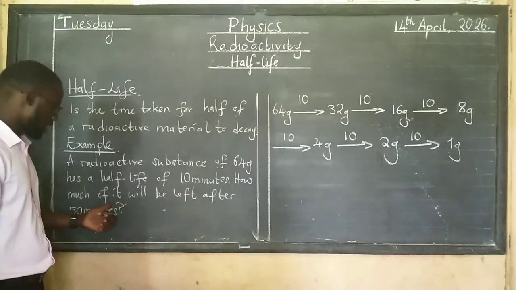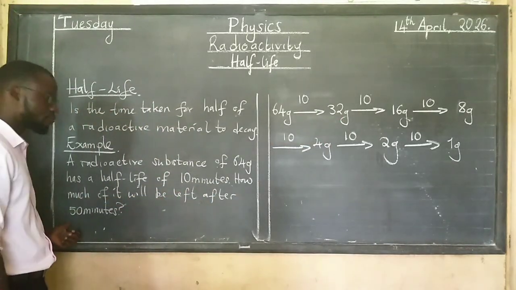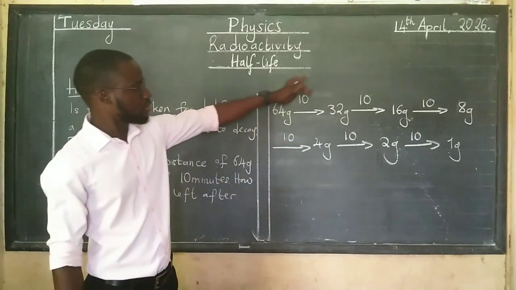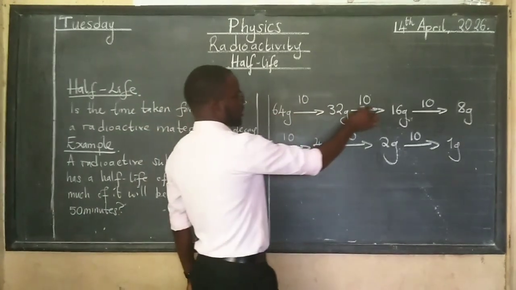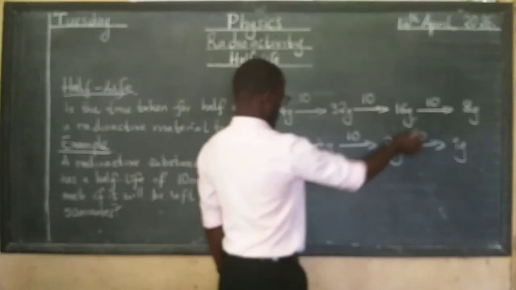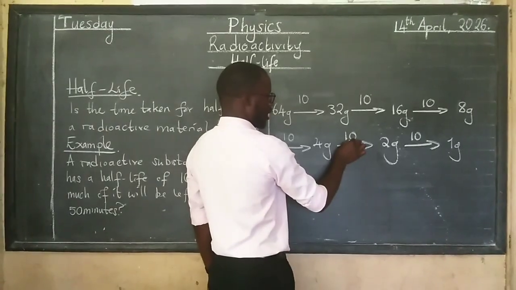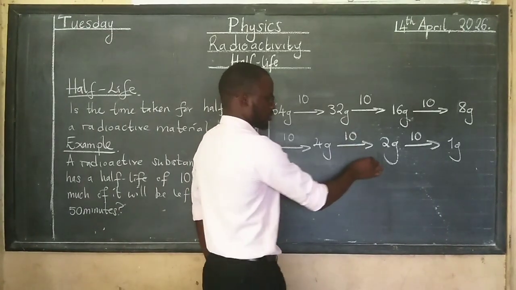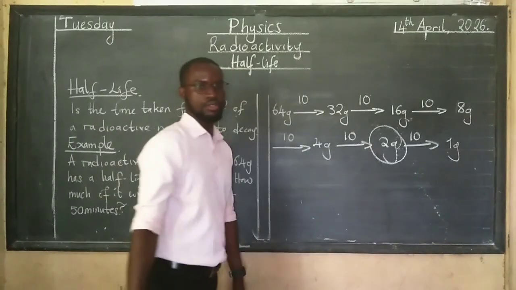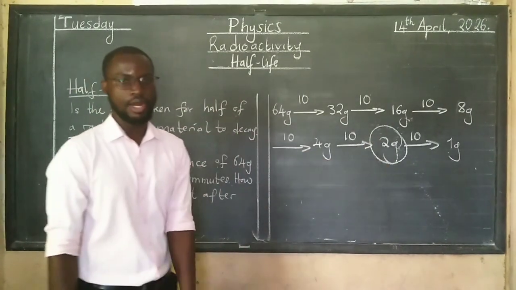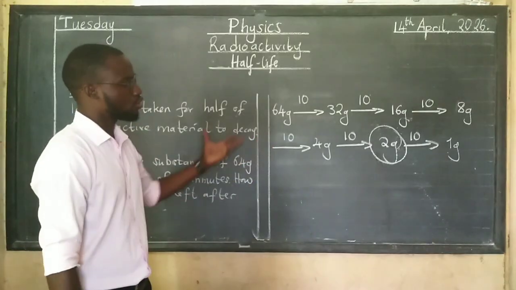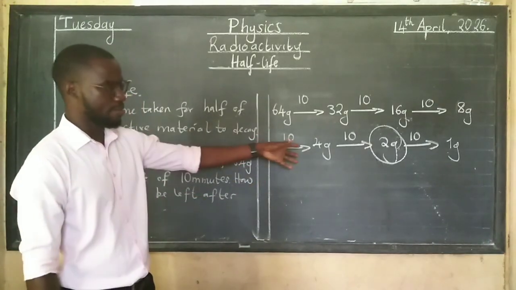Now the question is asking us how much will be left after 50 minutes. So let's just count the minutes up to when they reach 50. So this is 10, 20, 30, 40, 50. So after 50 minutes, it's going to be 2 grams. After 50 minutes, you have 2 grams. And this is how most of the questions on half-life come.